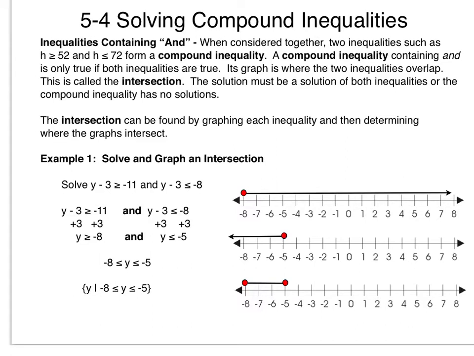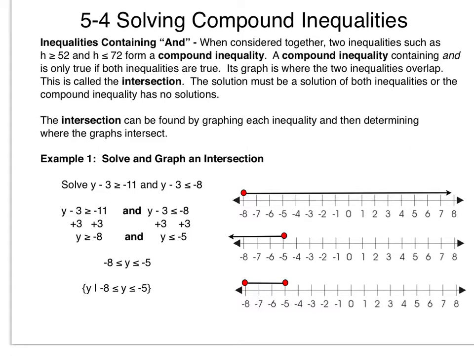A compound inequality containing "and" is only true if both inequalities are true. Its graph is where the two inequalities overlap. This is called the intersection. The solution must be a solution of both inequalities or the compound inequality has no solutions. The intersection can be found by graphing each inequality and then determining where the graphs intersect.